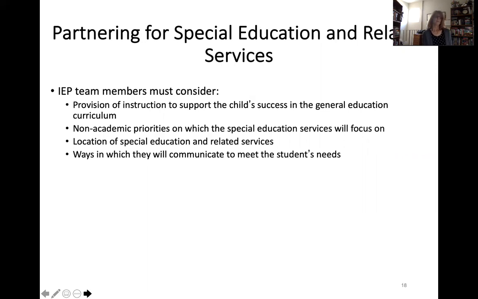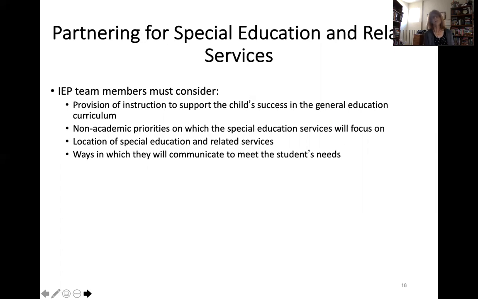Oftentimes, you look at mobility teachers who come in and do pull-out sessions with students. It might be something in terms of an off-site support that's given to these students. There are lots of different related services that these students are provided.